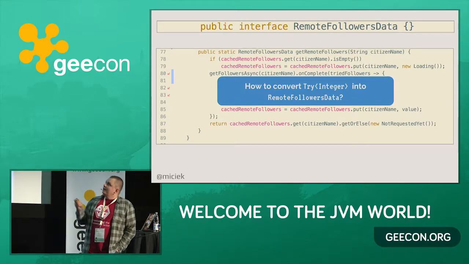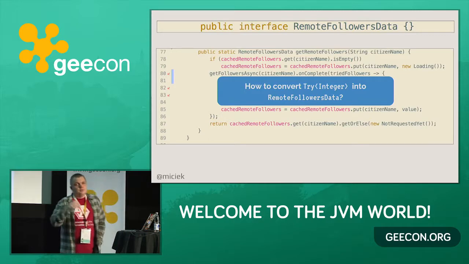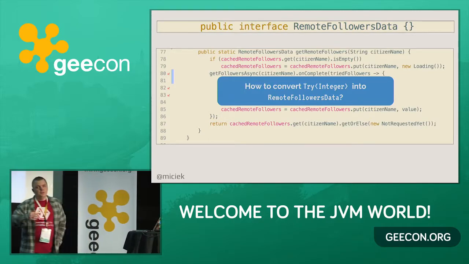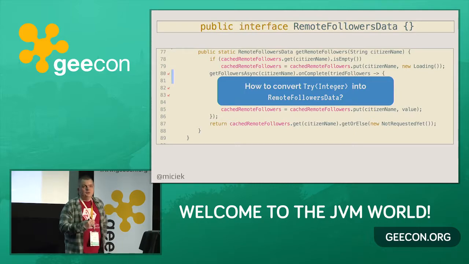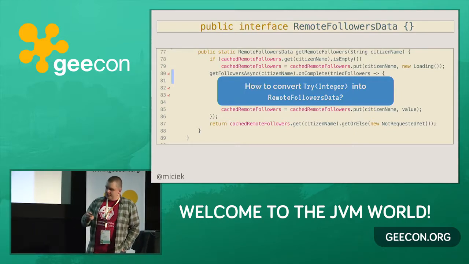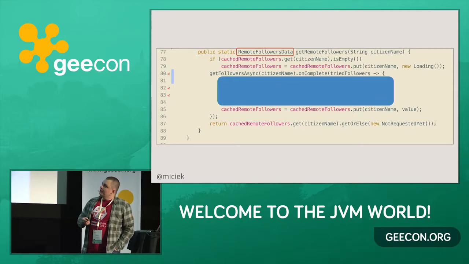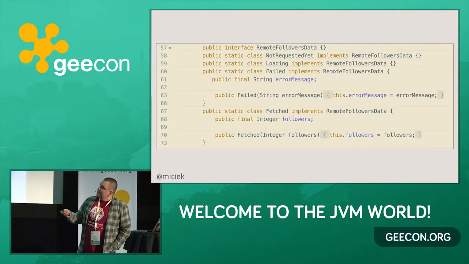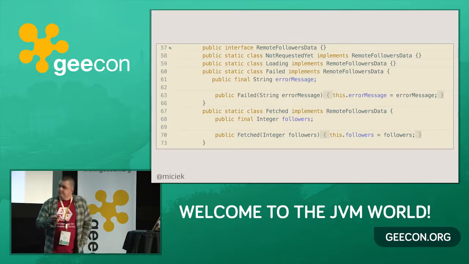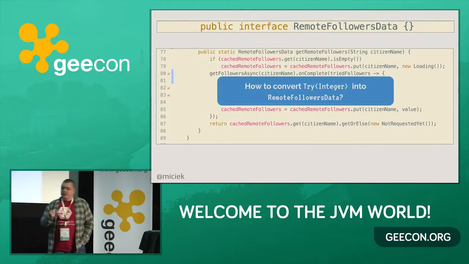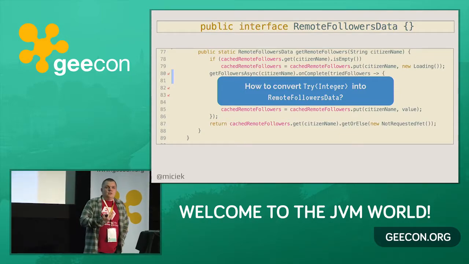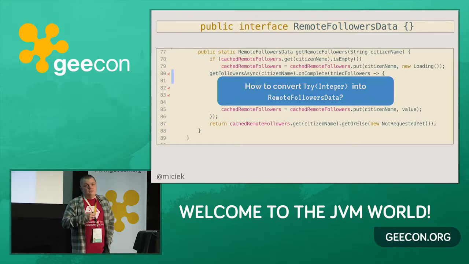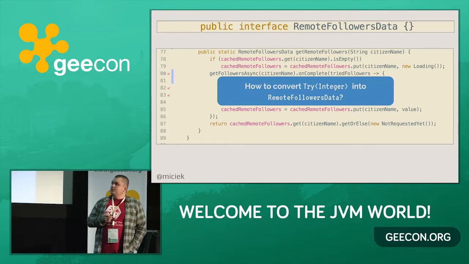But before I answer this question, we have a very similar thing in this blue highlighted piece of code here. Because what we get is triedFollowers, which is of type Try, right? And Try can be either Success or Failure. And based on that, when it's a success, we need to create a different RemoteFollowersData because we need to create this Fetched. And when it's a failure, we need to create Failed, right? So we need to decide, using some technique, whether we should create this or that type based on whether the Try is a success or failure.